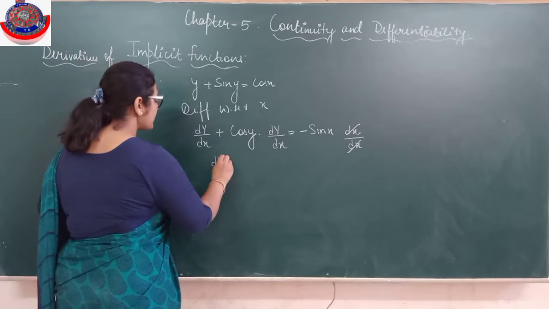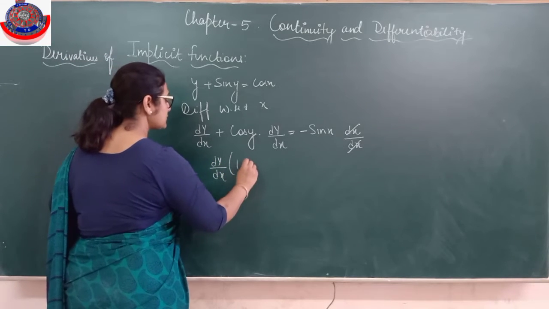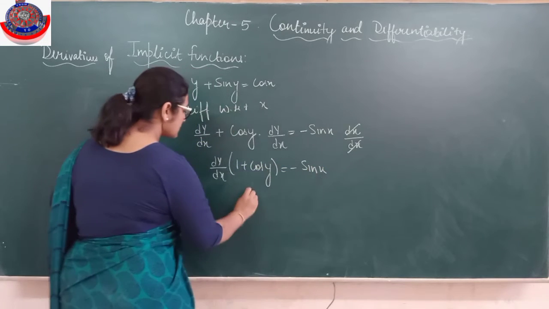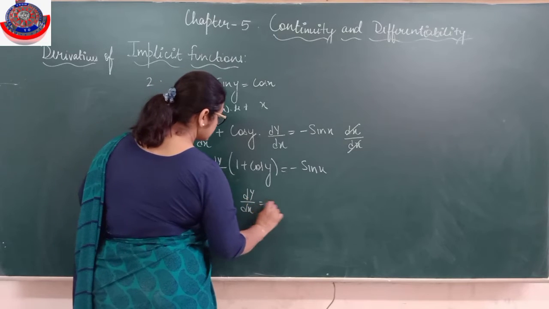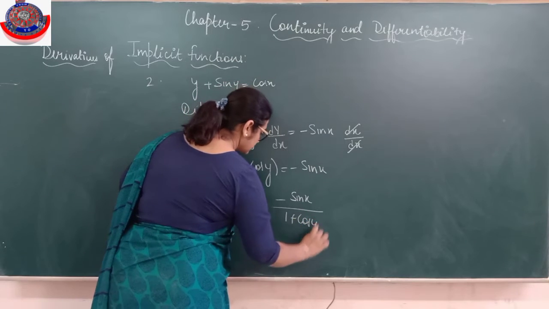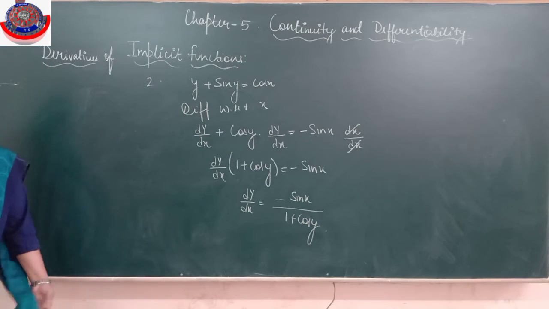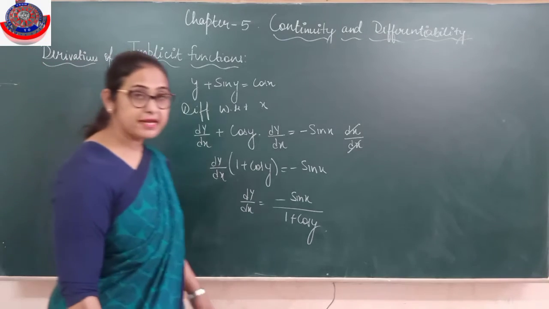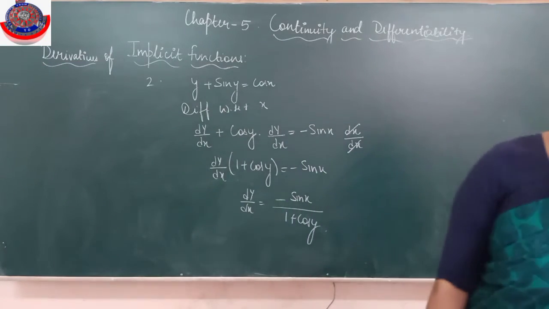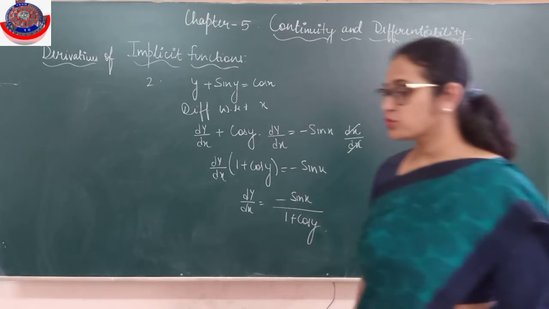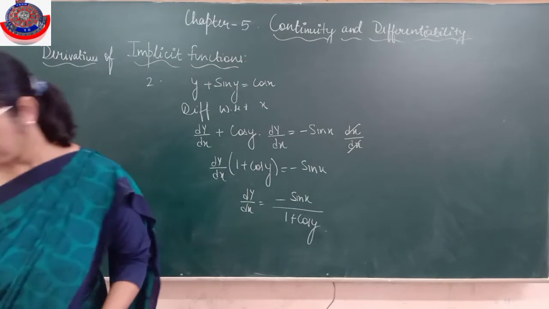So what did I get? I need to find dy upon dx. So collect terms: dy upon dx equals minus sin x upon 1 plus cos y. Is this clear? Alright, you need to keep this very clear in mind. Fine. If anyone has any doubt, we'll do one more question so that any doubt will be cleared.